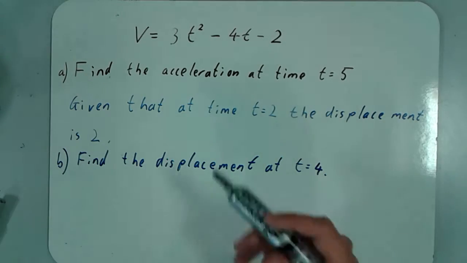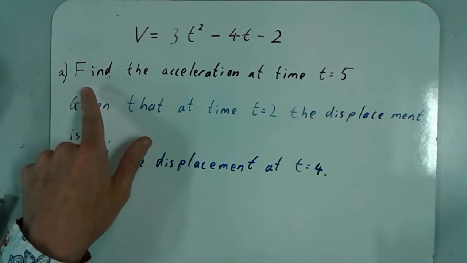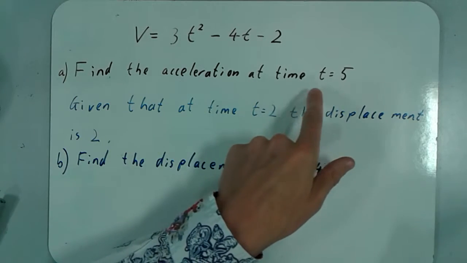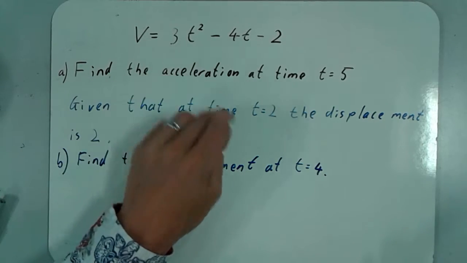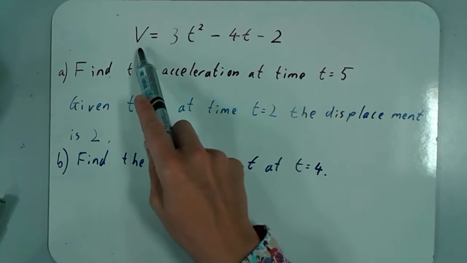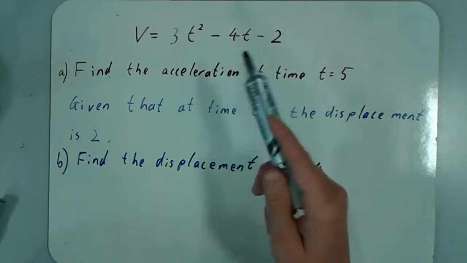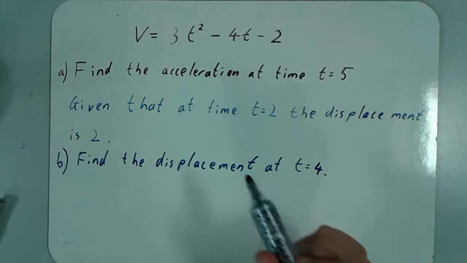Let's see how we can use calculus to help us solve a question like this. Find the acceleration at time t equals 5. We've been given a formula for the velocity. It's not a constant acceleration, as we've not been given the kind of information we need for SUVAT, and we'll see once we've differentiated, acceleration is not constant.